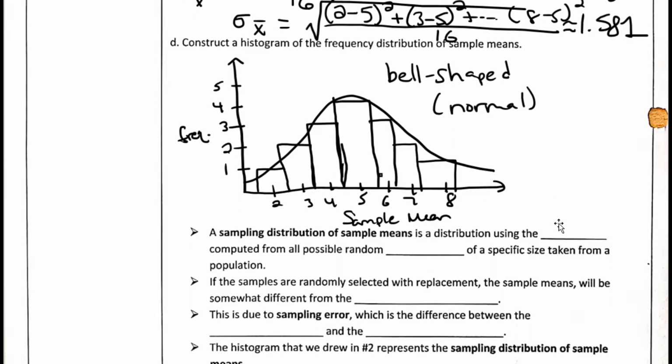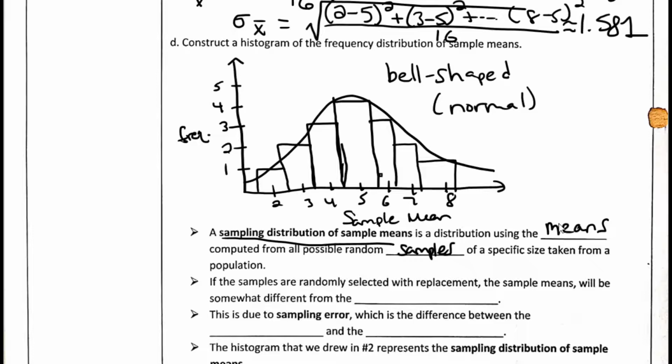Okay, so this curve that we just drew is called the sampling distribution of sample means. So that's this guy. A sampling distribution of sample means is a distribution using the means computed from all possible random samples of a specific sample size taken from a population.